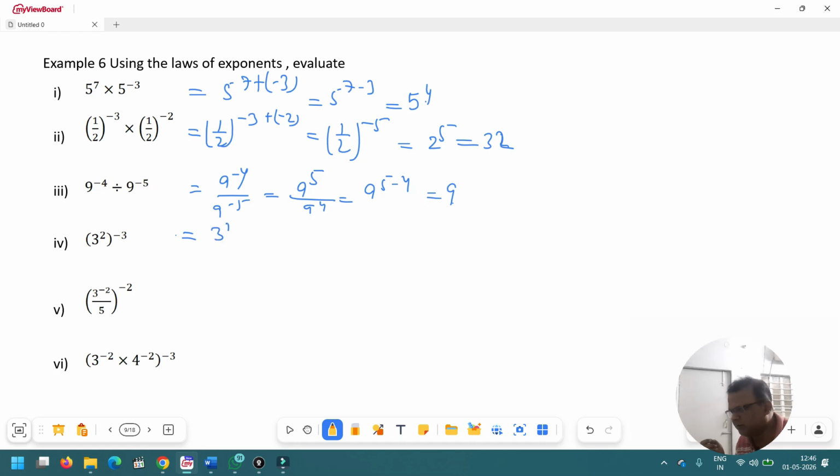3 to the power 2 to the power -3 is equal to 3 to the power -6, which is equal to 1 by 3 to the power 6. Next, 3 to the power -2 to the power -2.